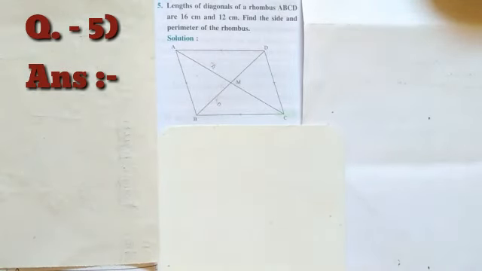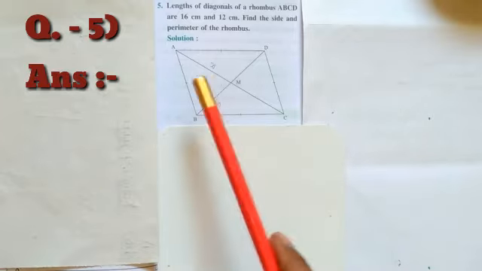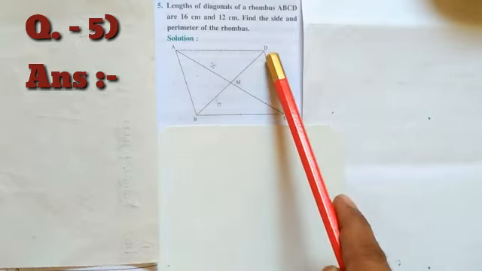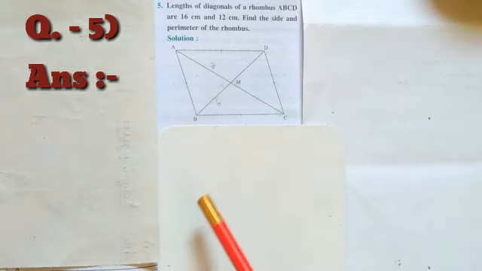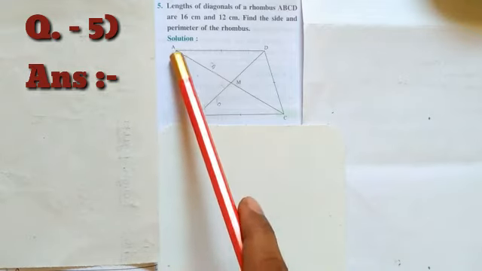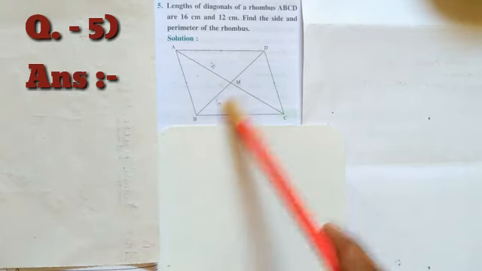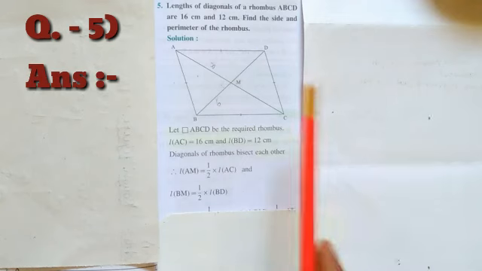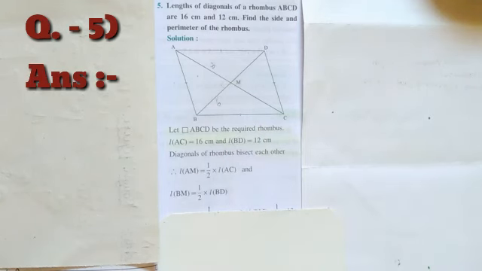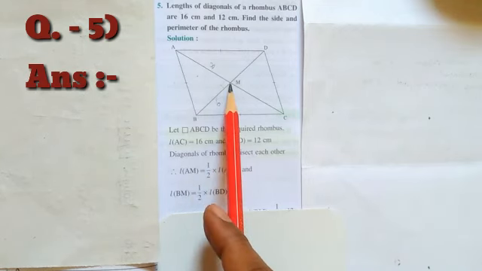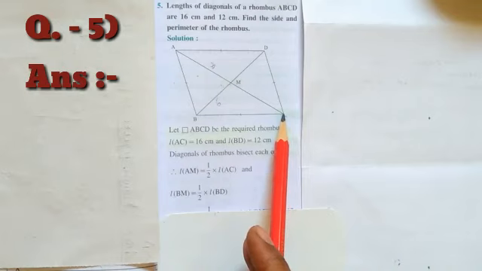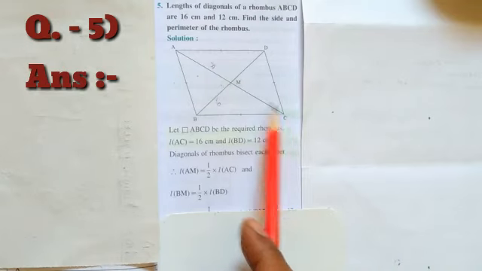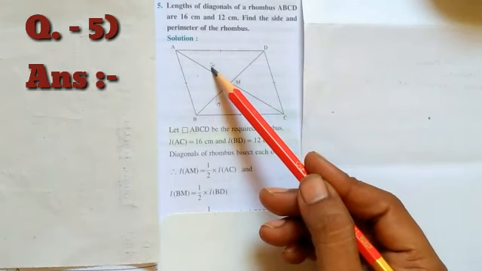Now students, this is the rough diagram for our question, where ABCD is a rhombus having diagonals AC of 16 centimeter and BD of 12 centimeter. Now, as we know the property of the rhombus, the diagonals of a rhombus are perpendicular bisectors of each other. As a result, AM is equal to half of AC. If AC is 16 centimeter, then AM will be 8 centimeter.